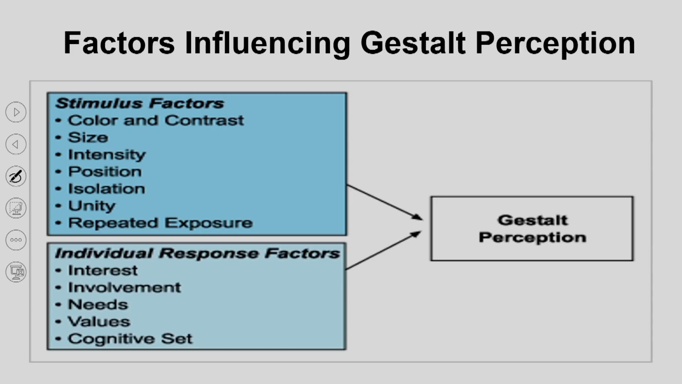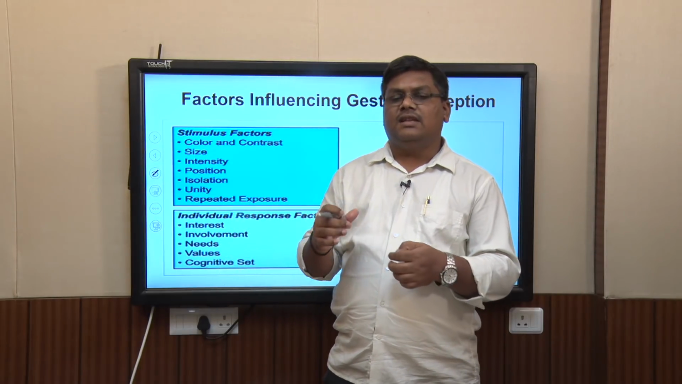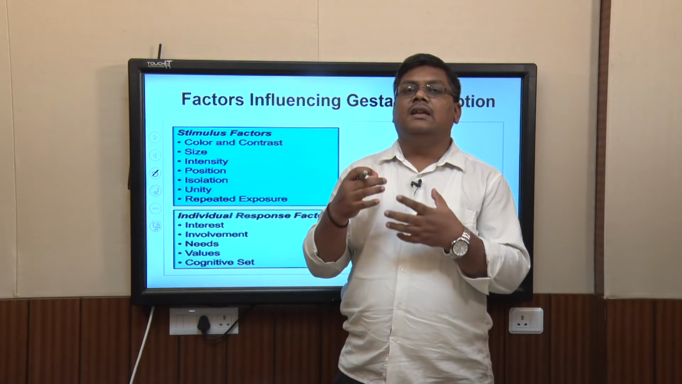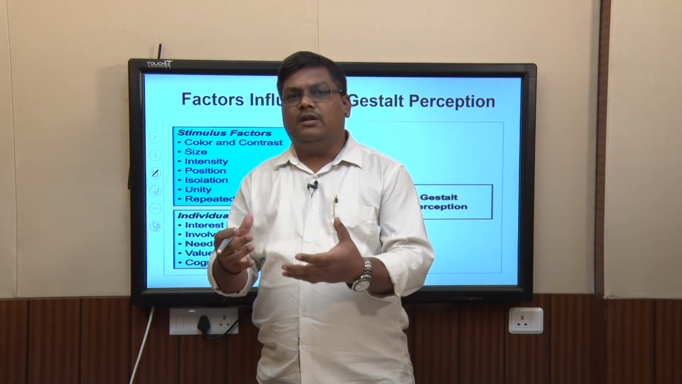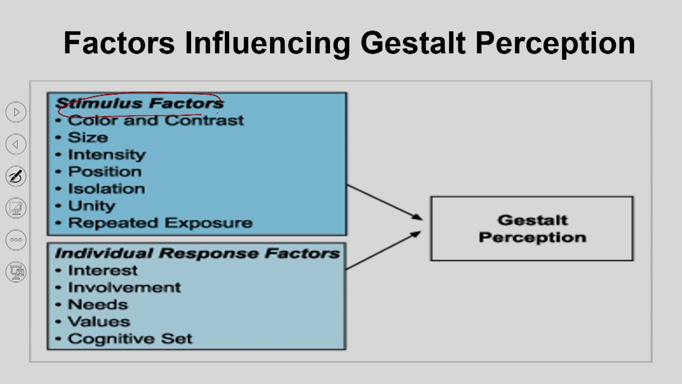So, factors which affect Gestalt perception. As I said, in Gestalt perception, certain features of the stimuli, and certain ways in which consumers interpret these features, help consumers respond in a particular way in the market. So there are certain stimulus factors in Gestalt which help in consumer perception, and certain individual response factors. What are the stimulus factors?